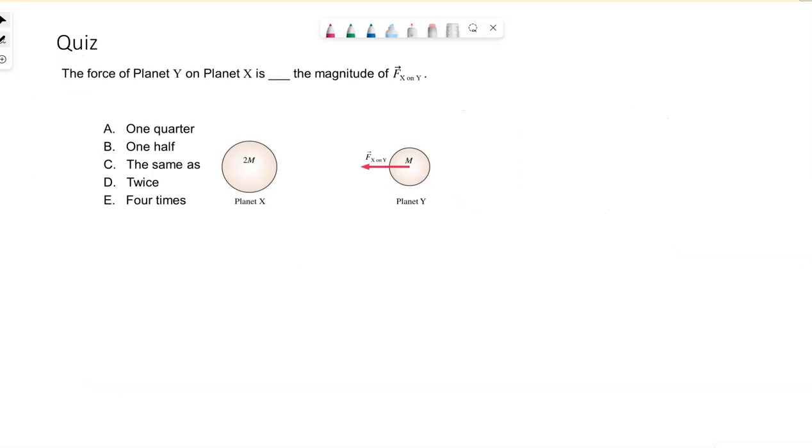Let's go through some concept questions. Go ahead and read through this.